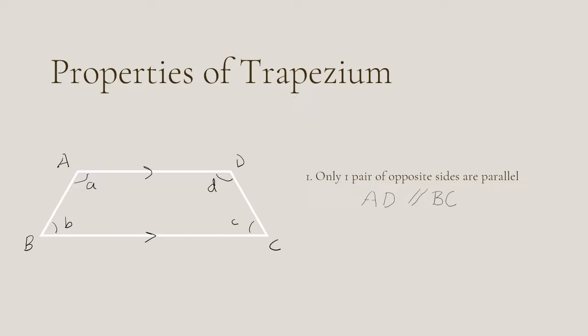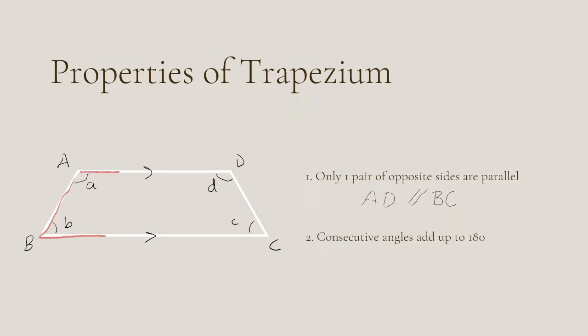Then the second property of a trapezium is consecutive angles add up to 180 degrees. So we've talked about what consecutive means in our previous lessons on rhombus and parallelograms. So consecutive angles is when you see angles that are between two parallel lines. For example, I'm just going to highlight it so you can see here.